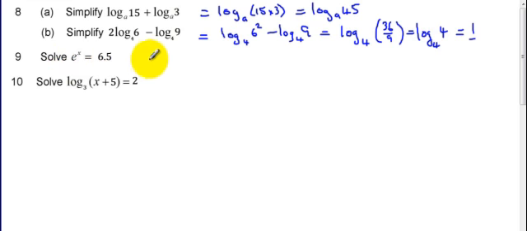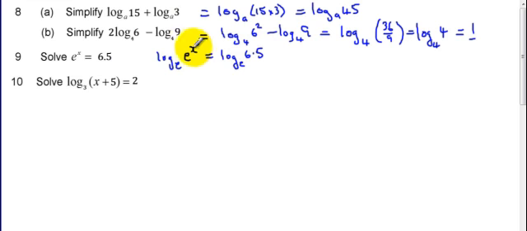Solve e to the x equals 6.5. And solve this by taking logs of each side. Now since this is e to the x, we take log to the base e of each side. Log to the base e of e to the x equals log to the base e of 6.5.